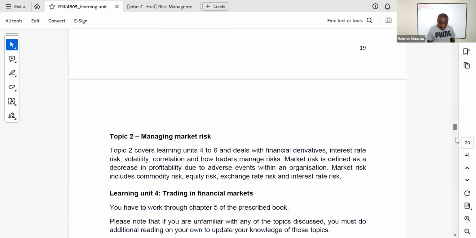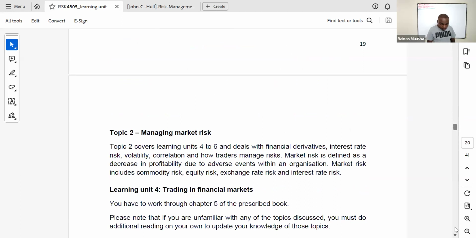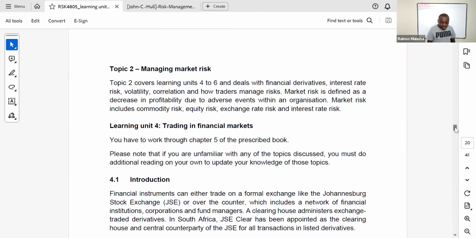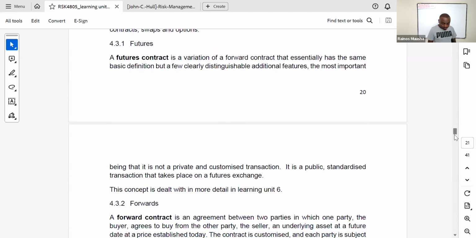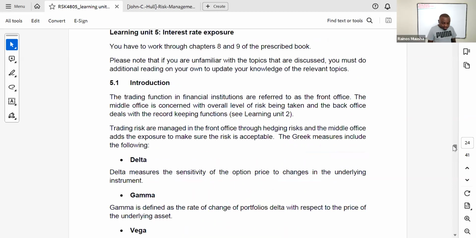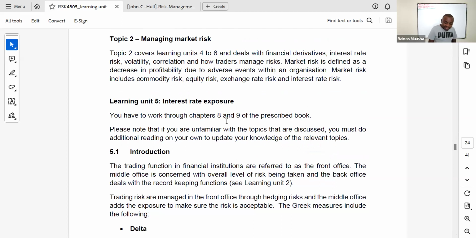Now moving on to topic 2, they ask us to look at learning units 4 to 6. For learning unit 4, you are going to be expected to look at chapter 5 of the textbook. Then for learning unit 5, you look at chapters 8 and 9 of the textbook. So the sequence of the study guide is not the same as the sequence of the textbook. Please make sure that you take note of that as well.